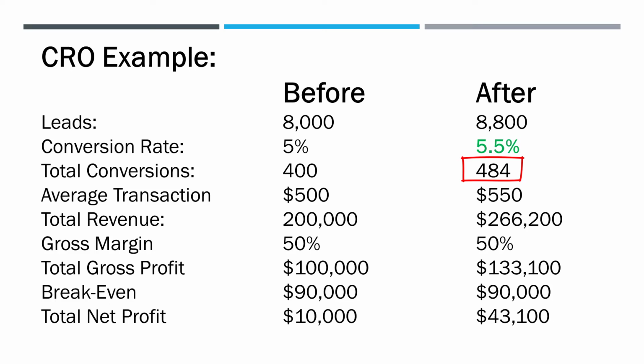That means you've got $266,000 in total revenue. And look at the total net profit. You go from $10,000 to $43,000 just by increasing your conversion rate by 0.5%. Even though this is just an example to show you how a small difference in conversion rate can make a big difference on the bottom line, it really does show.